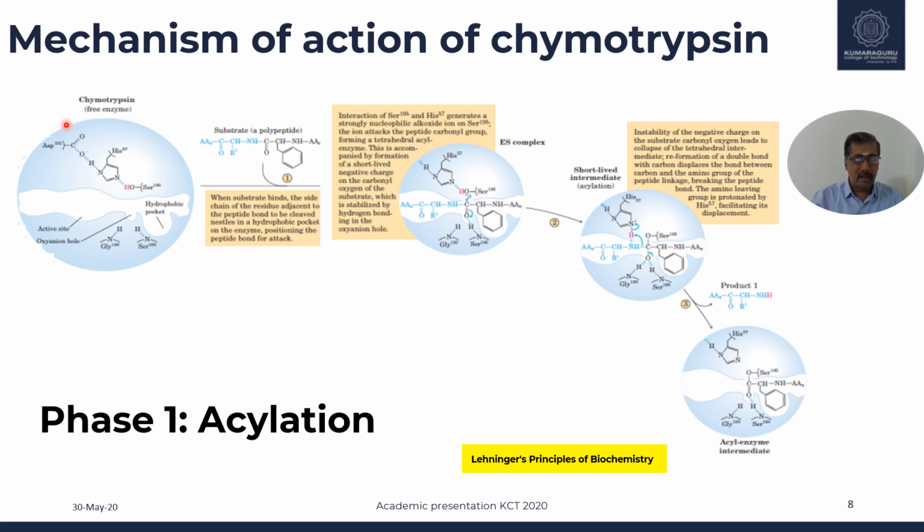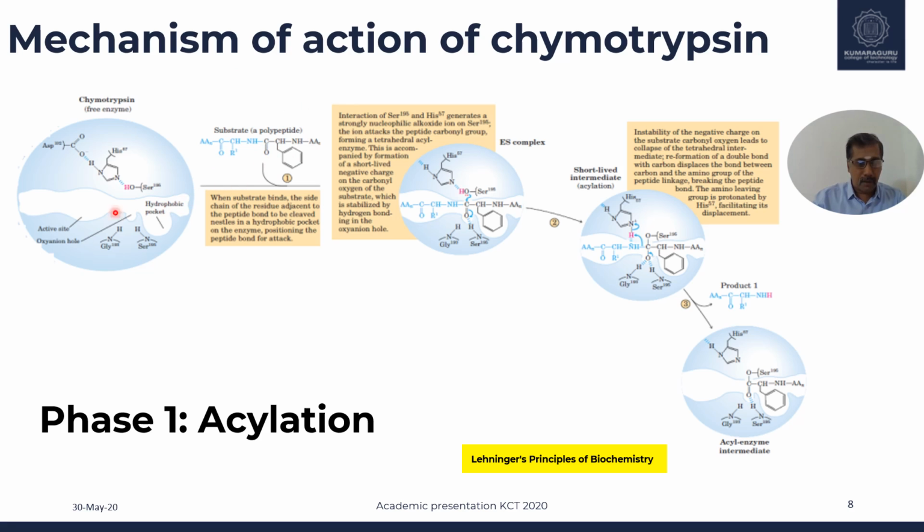So you cannot see aspartate being directly involved in the hydrolysis of protein. The role of aspartate 102 is just to stabilize histidine 57, that's all. So it is only histidine 57 and serine 195, and that too serine 195 exclusively, that play a major role in the hydrolysis of a protein. Now this is the polypeptide substrate.